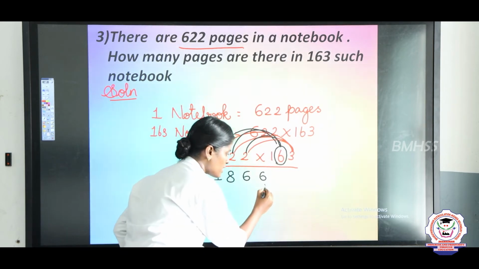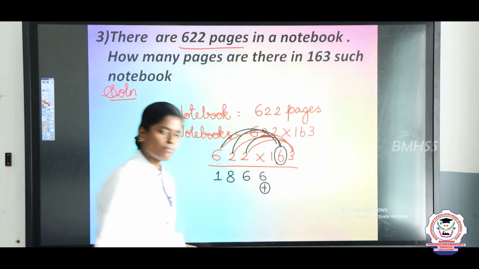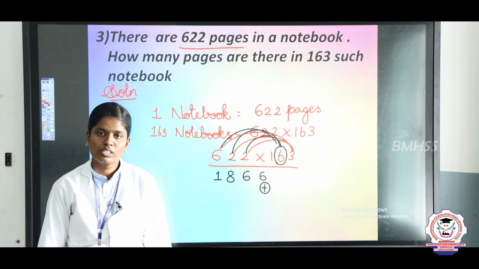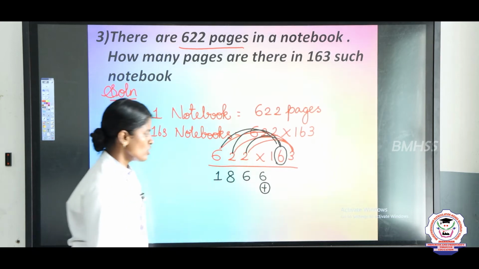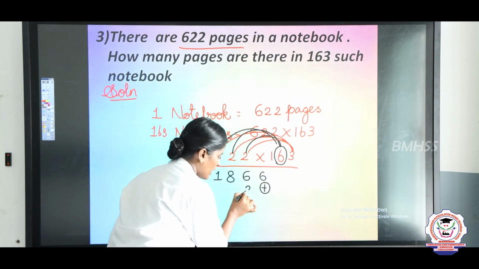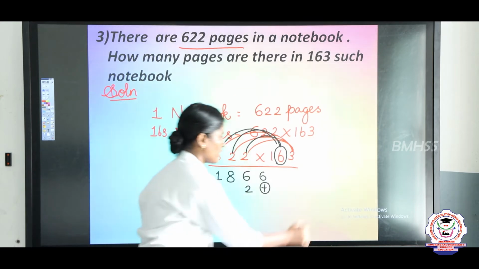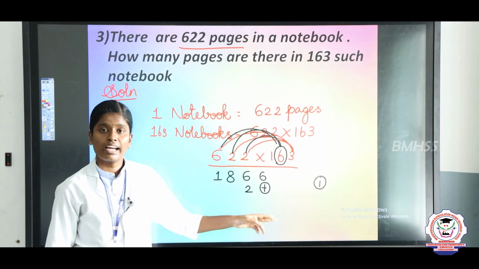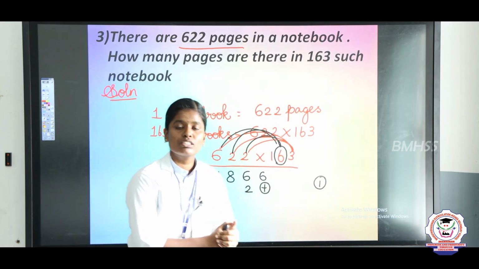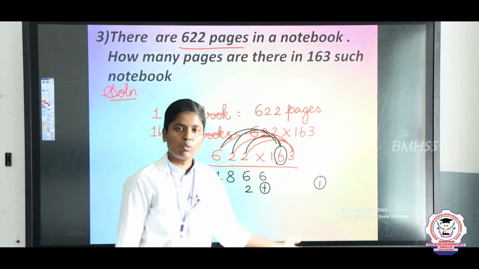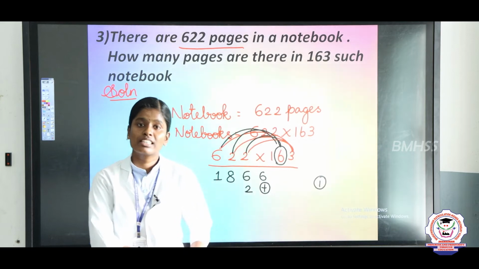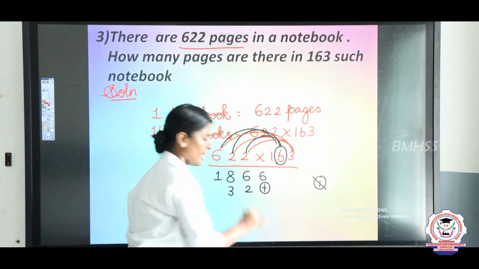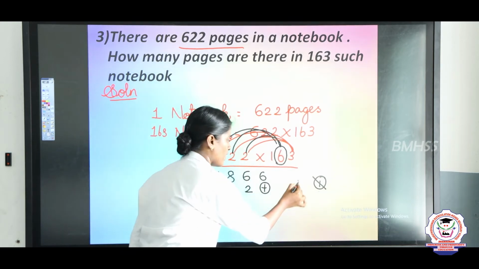So put a 0 in the ones place. Okay, take 6 2s are 12. So you write 2, carry 1. Again you take 6 2s are 12. 12 in the mind, 1 in the finger, so the answer is 13. So write 3 here and carry 1.